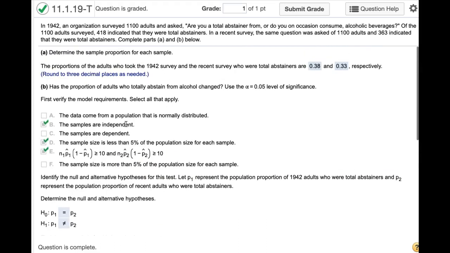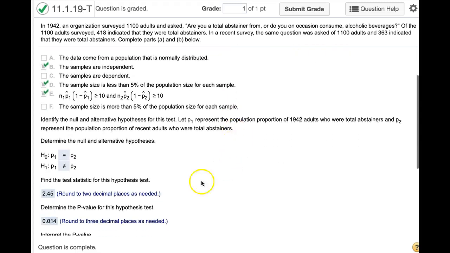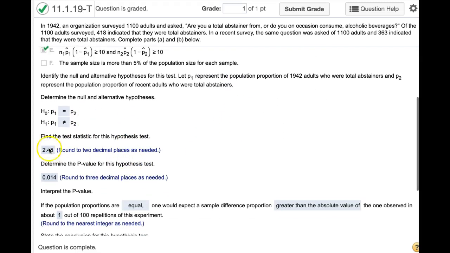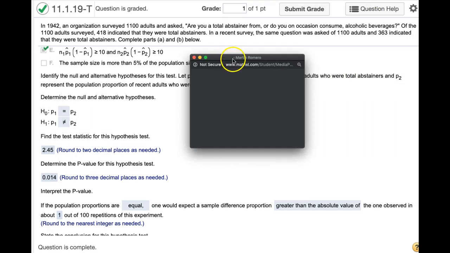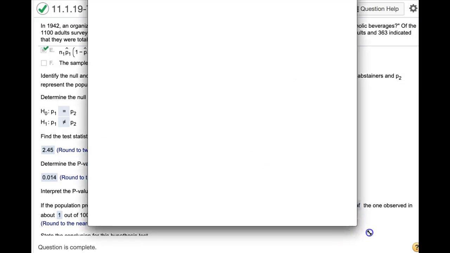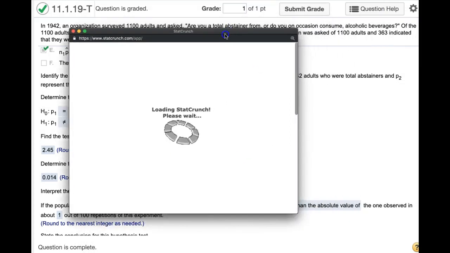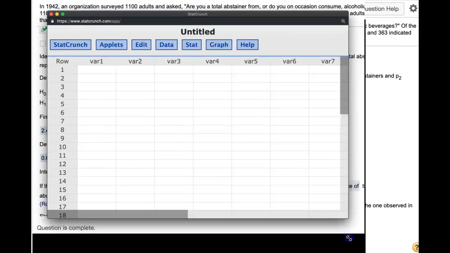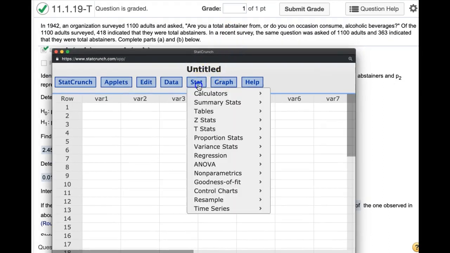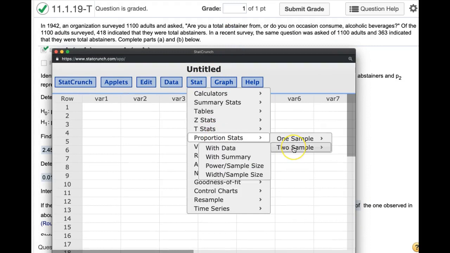I'm trying to see where in this question the proportion has changed, meaning it's not equal, it's different. And so you're going to get a test statistic and a p-value. In order to do that, again, I recommend StatCrunch, so we would open StatCrunch. Once you get StatCrunch, we are going to do proportion stats. I need those numbers there. So stat, proportion stats, two sample, and we have summary data.